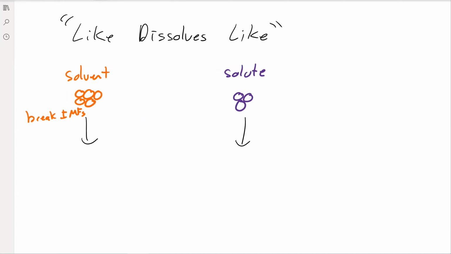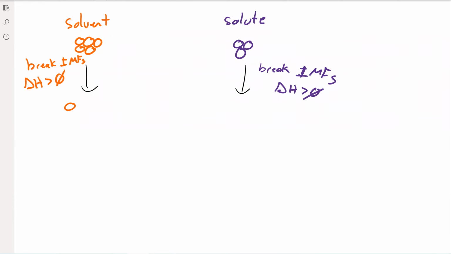And since we're breaking intermolecular forces, this is an endothermic process. So this delta H will be greater than 0. And same thing, we have to break these solute intermolecular forces as well. And so this is also going to require energy. Right, so then we've got our particles far apart.